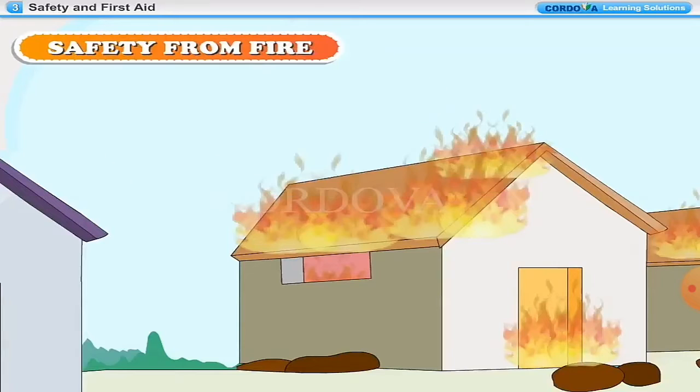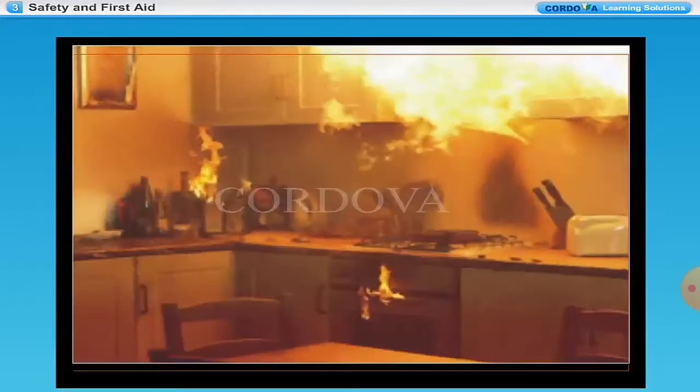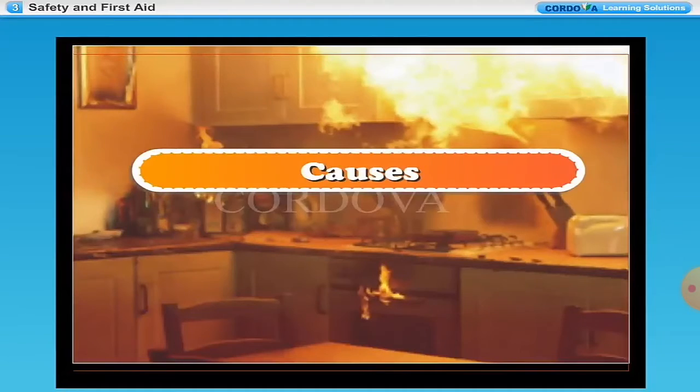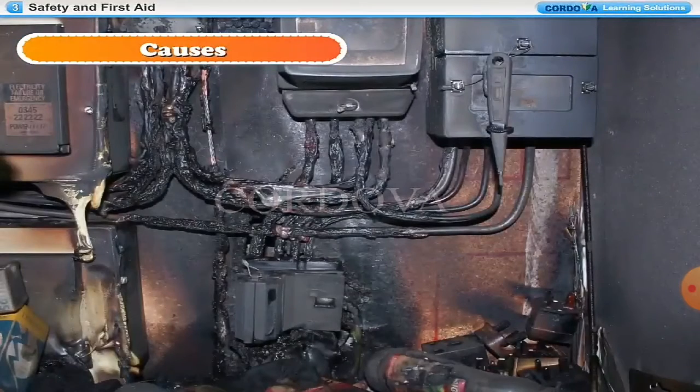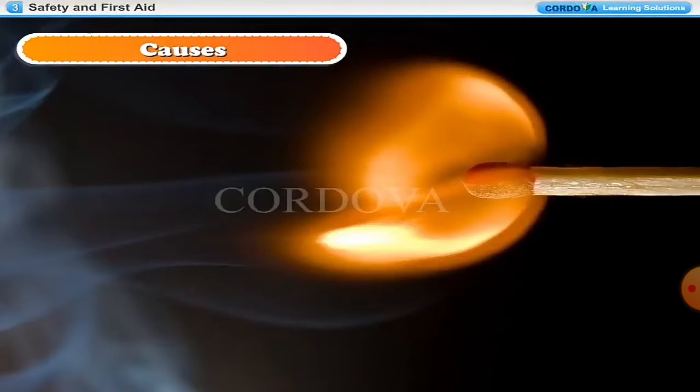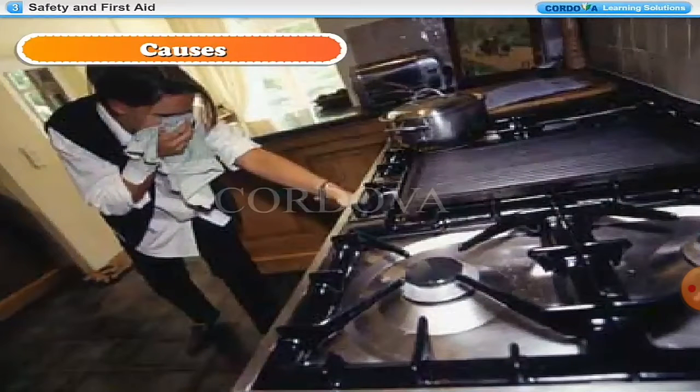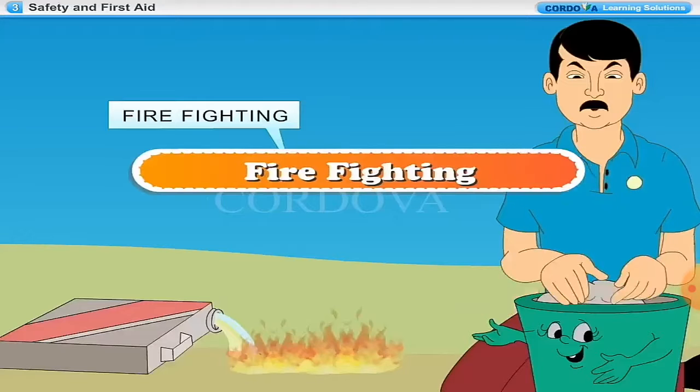Safety from fire. Fire spreads very fast and can cause loss of life and property. To keep ourselves safe, we should know about the causes and prevention of fire accidents. A kitchen on fire. Causes: electrical faults, unsafe use of some things like matchsticks, Petromax, candles, kerosene, and firecrackers. Matchsticks. Gas leakage in kitchen while cooking.